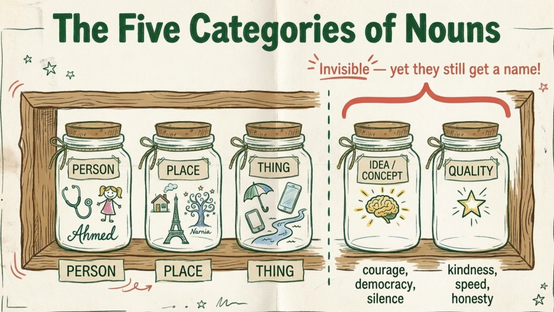The 5 categories of nouns. Nouns fall into 5 categories: person, place, thing, idea, and quality. The first 3 are easy to picture: a mom, a park, a chair. But the last 2 are invisible. You can't hold courage or honesty in your hand, yet they still get named just like anything physical. That's the reach of a noun.